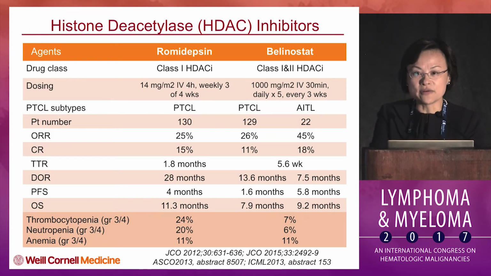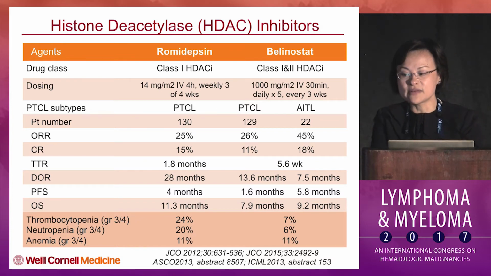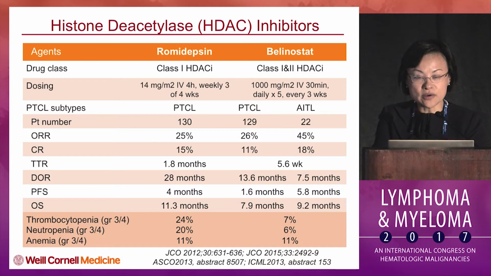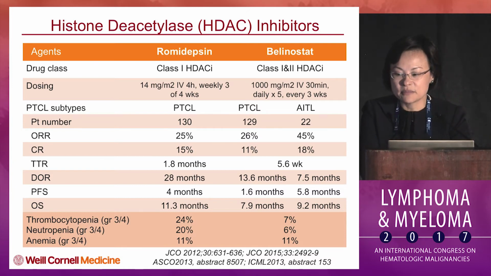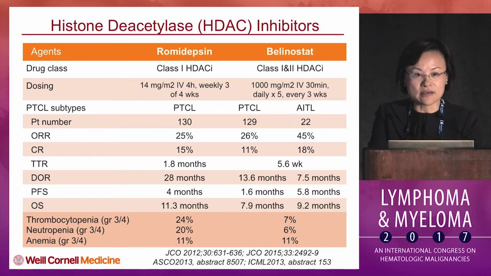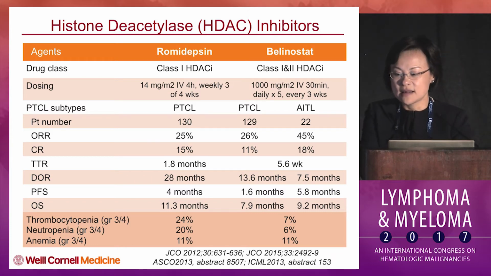The next novel agent being combined with chemotherapy in the frontline setting is the histone deacetylase inhibitor, particularly Romidepsin. As you know, there are 2 agents that are approved. Romidepsin is a selective HDAC inhibitor. Belinostat is a more pan-HDAC inhibitor. Both are IV agents, with Romidepsin provided weekly for 3 weeks in a row with 1 week of break, while Belinostat is given daily for 5 days every 3 weeks.